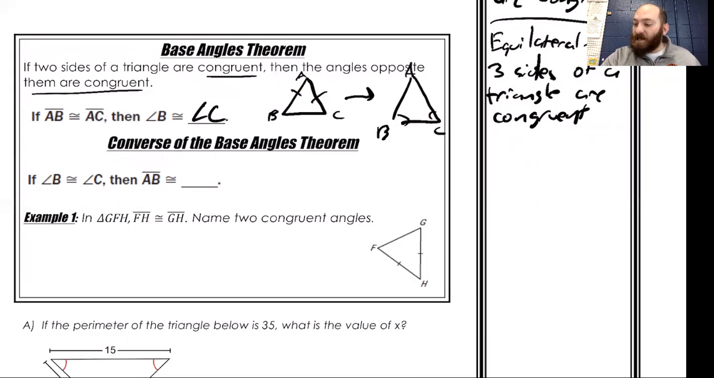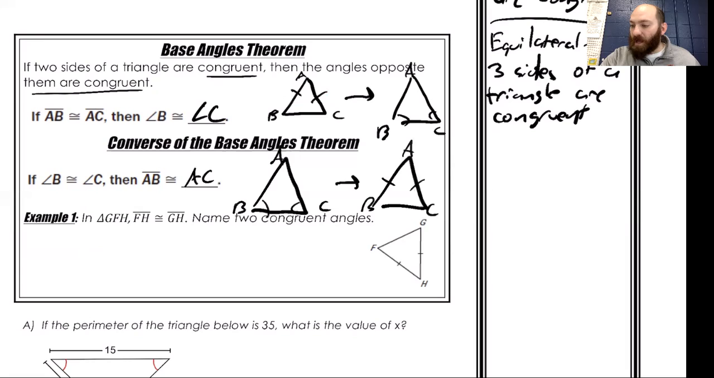Now the converse, if you remember, means I'm going to go in reverse. The converse states that if a pair of base angles are congruent, so I have triangle ABC, that implies that their opposite sides are congruent. So AB is congruent to AC. These imply each other. If I have sides that are congruent, they have opposite angles. I'll use a different color here. When I have the angles match up, their opposite sides are congruent.